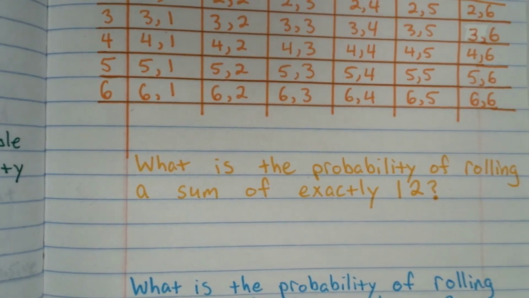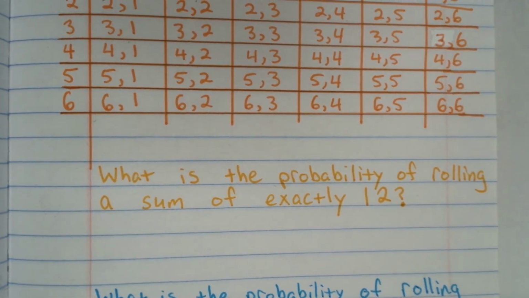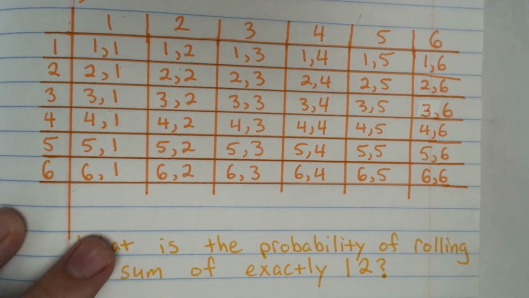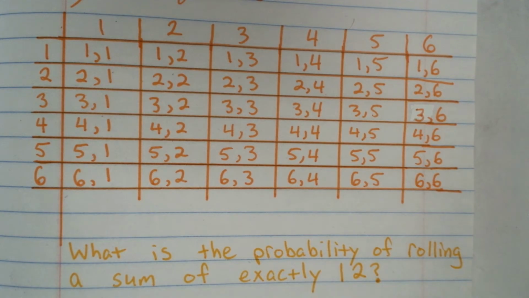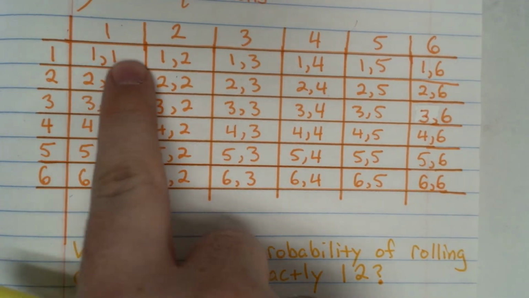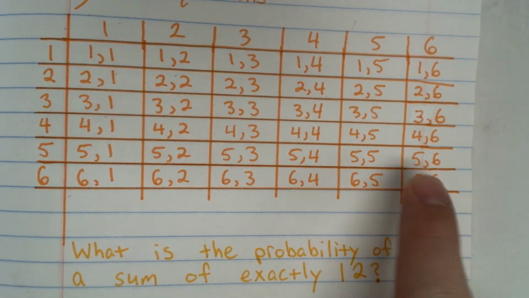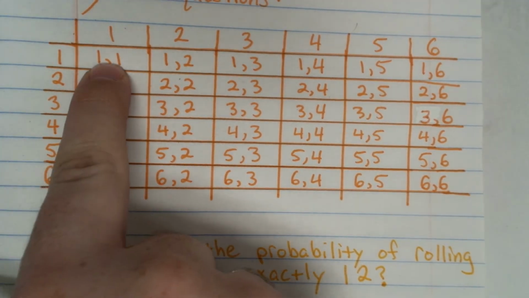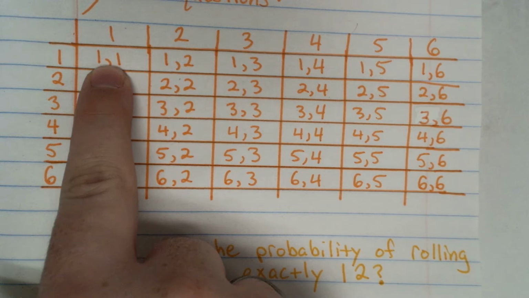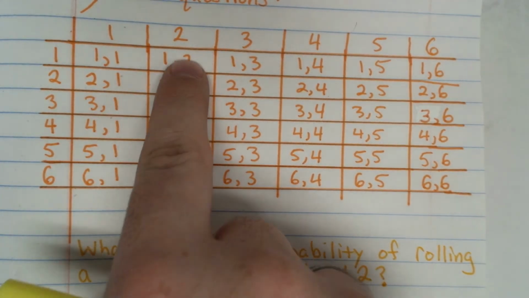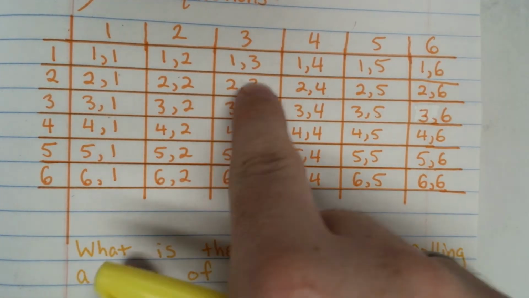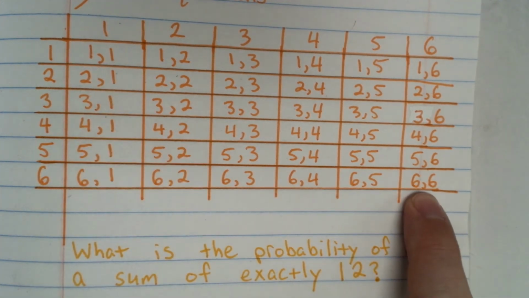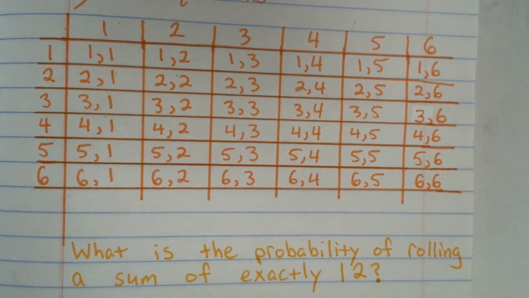So my first question: what is the probability of rolling a sum of exactly 12? So let's go through and see if we can find when we get a sum of 12. As we go down from the top left to the bottom right, our sum is going to get bigger. So we've got 1, 1 would give us 2. That doesn't really work. Got 3, 3, 4, 5s. So the only way that you can roll 2 dice and get a sum of 12 is 6 and 6.